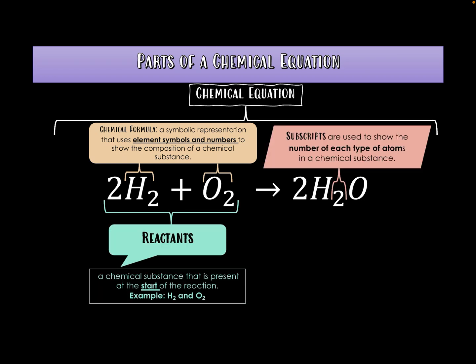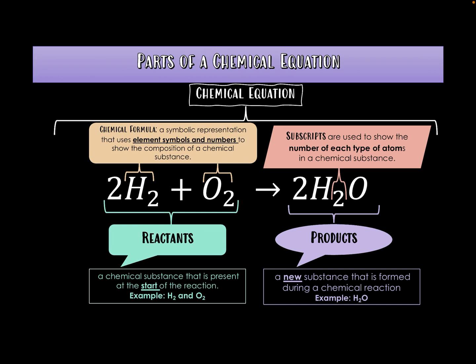Then we have our reactants. On our reactant side, we have the chemical substances that are present at the start of the reaction. So in this case, H2 and O2, those are present at the beginning. The reactants can be found on the left side of the arrow in a reaction. Now, products are the new substances that are formed during a chemical reaction. Products are the new substances formed from the reactants when the reactants rearrange themselves. And you can find the products on the right-hand side of the arrow.